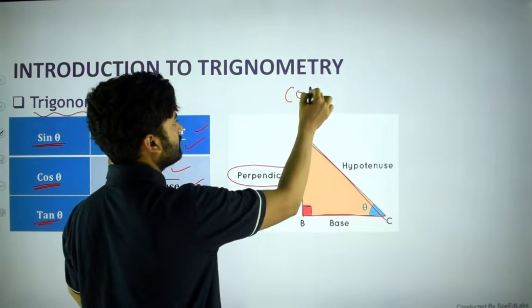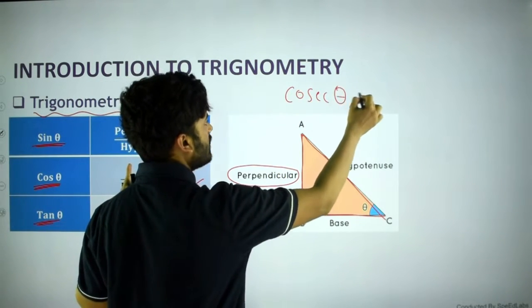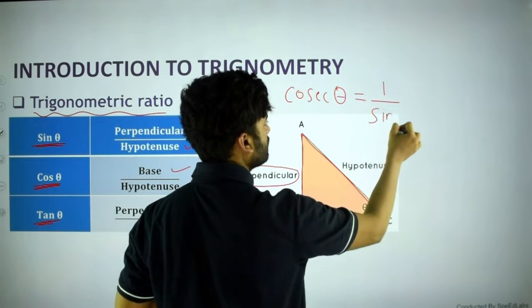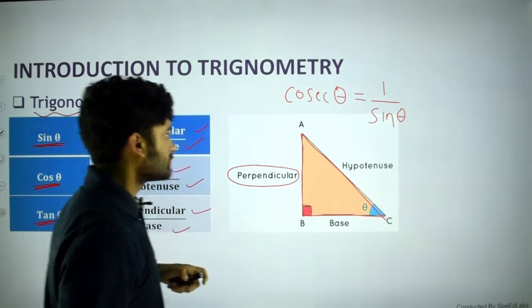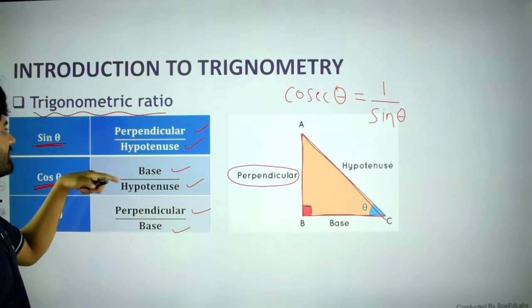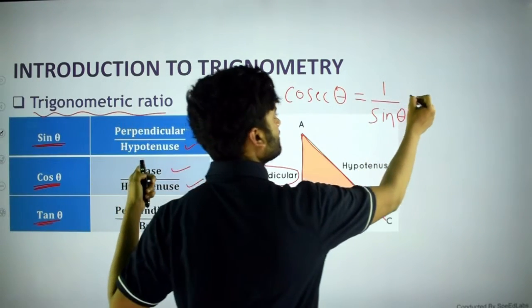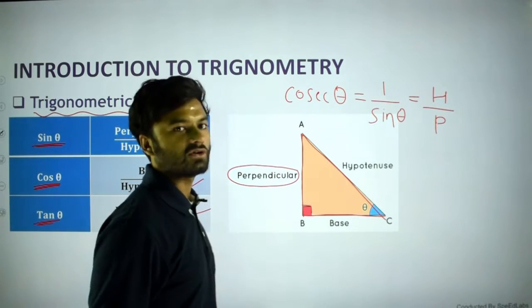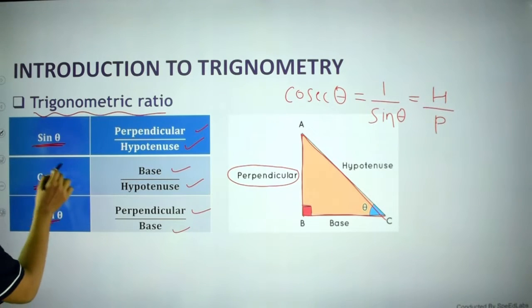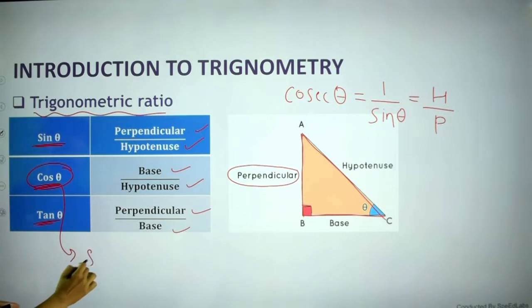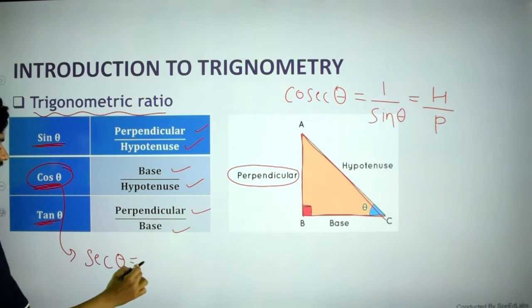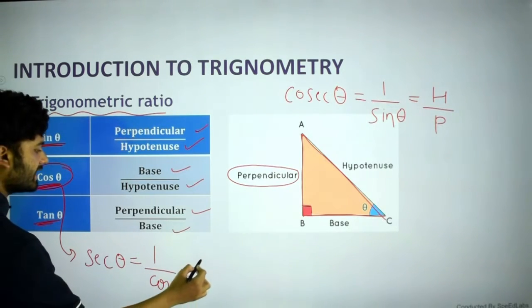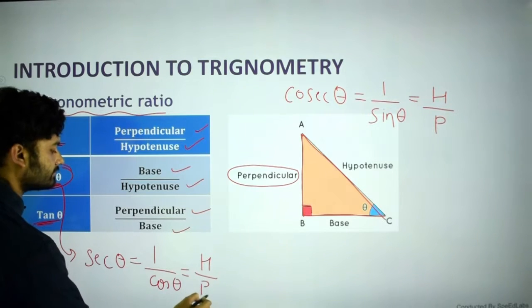So this is all about this triangle, and there are more trigonometric ratios, like cosec theta also. What is cosec theta? It is the inverse of sine theta. So 1 upon sine theta is known as cosec theta. In order to find cosec theta, we will reverse this. So we will get hypotenuse upon perpendicular. So this is all about cosec theta. The inverse of cos theta is known as sec theta, and it will be 1 by cos theta, which is hypotenuse upon base.